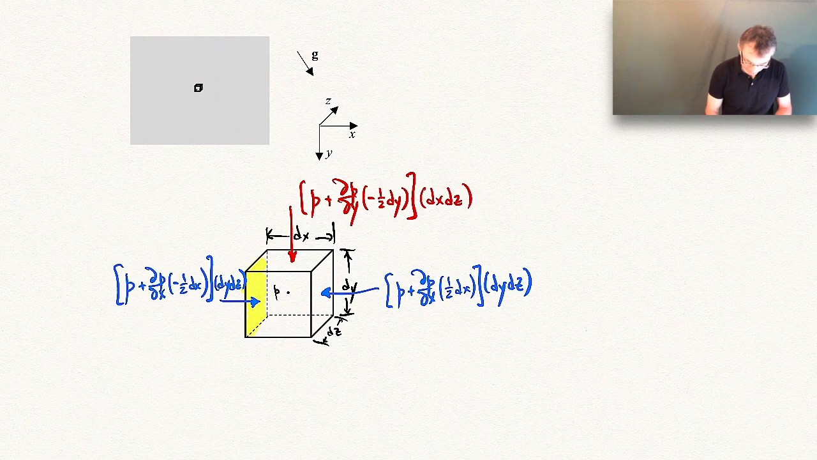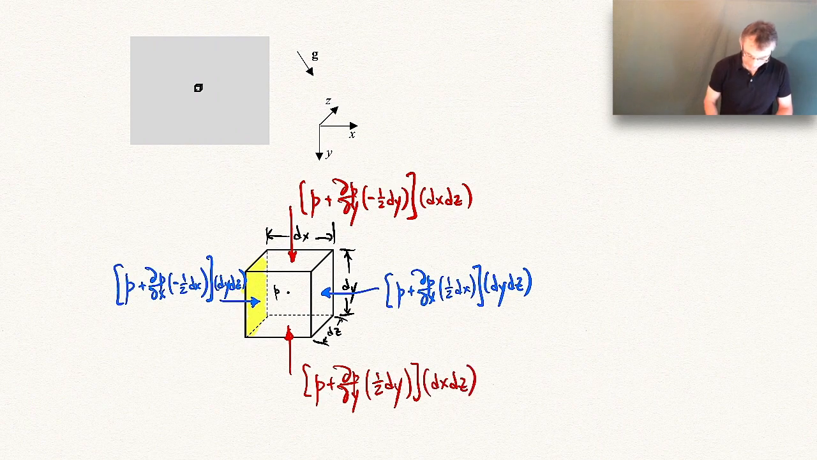We can do the same on the bottom there. The pressure force will be acting upward. It'll be P plus dP/dy times a positive 1/2 dy times the area dx dz. So those are the surface forces acting in the y direction. We can do the same thing in the z direction. I won't show it here just because it gets a little messy, but pause the video, try it on your own, and then you'll be able to check in just a moment whether you got it right or wrong.